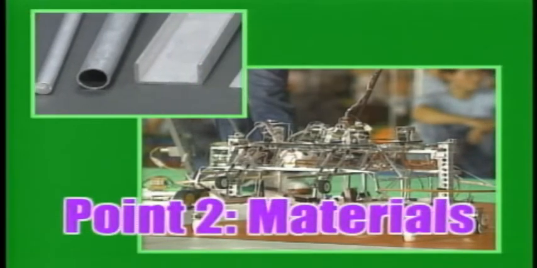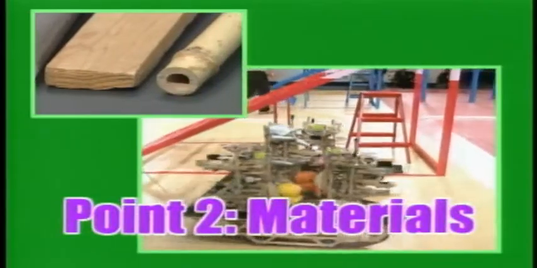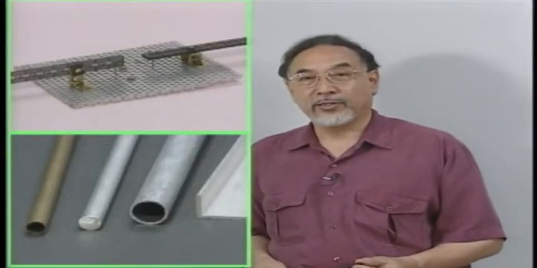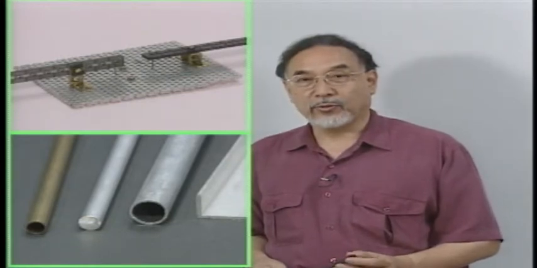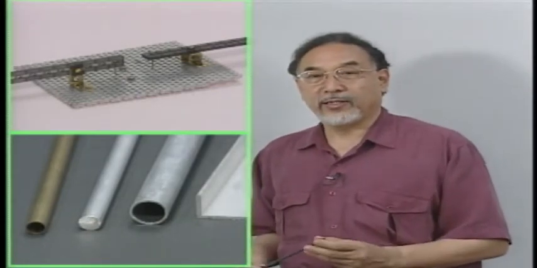What should the machine's frame be made of? Point 2. Materials. The second point is about using light and strong materials to build your machine. The shape of the cross-section of the material is crucial. To demonstrate this, let's make an arm from this material and conduct a test.